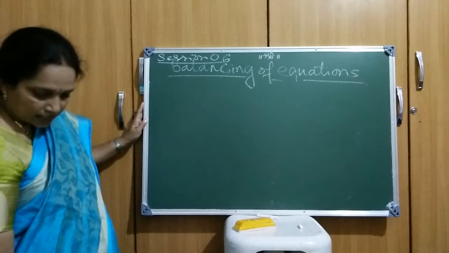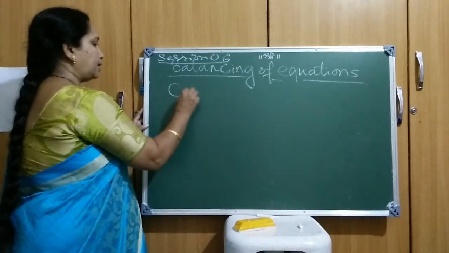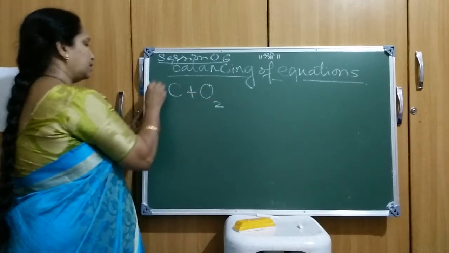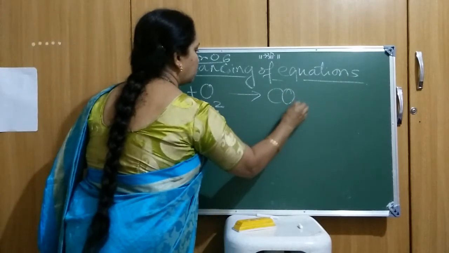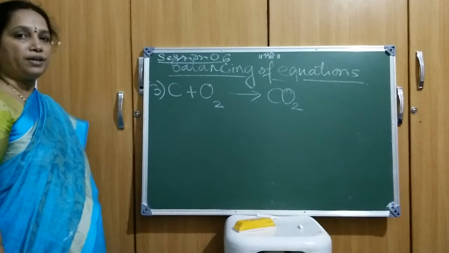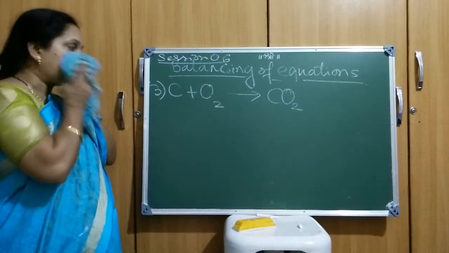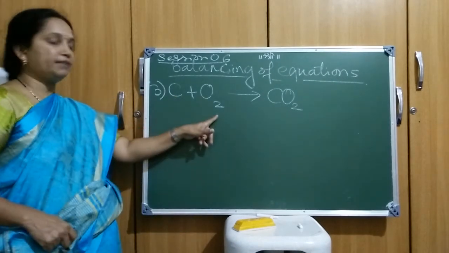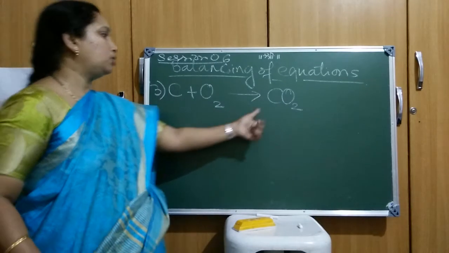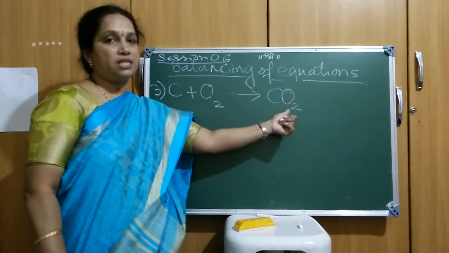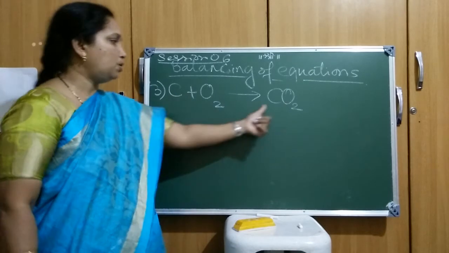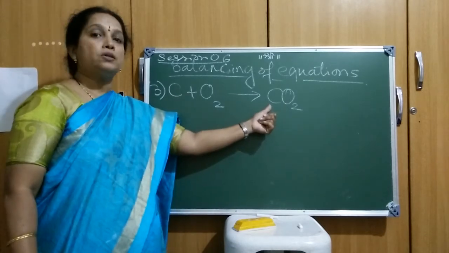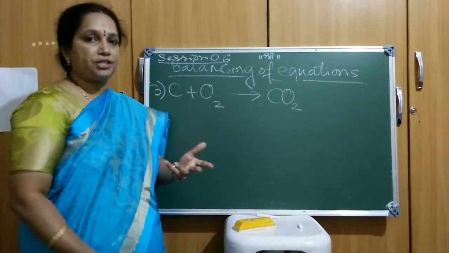So the next reaction, the third one, if I write down: carbon and oxygen gives out CO2. Now if you observe this reaction, carbon is reacting with the oxygen, that is a diatomic molecule, so it is going to form CO2. If you observe the left hand side and right hand side, you start balancing the equation, right?